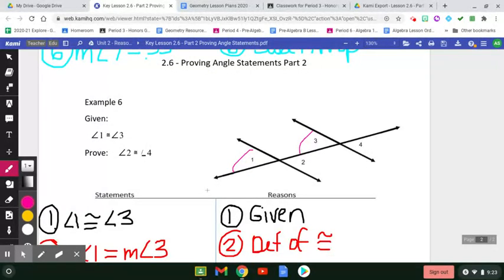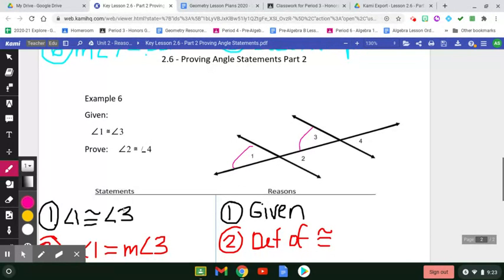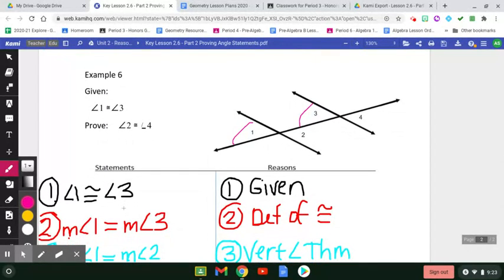Since we're talking about measuring angles, we should probably jump over to equality. So I'm going to say the measurement of angle 1 equals the measurement of angle 3, and that would be the definition of congruence, because remember, that's the property we used before that says I can get from congruence to equality or equality to congruence and switch over between the two.